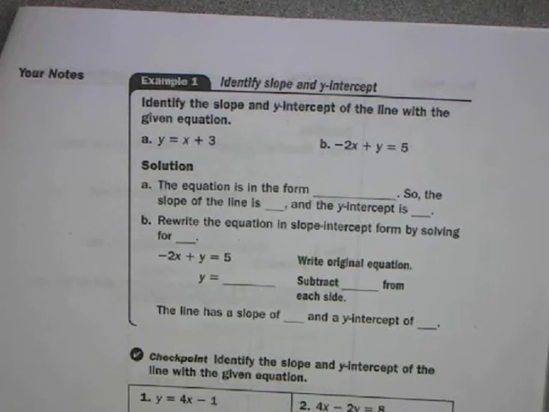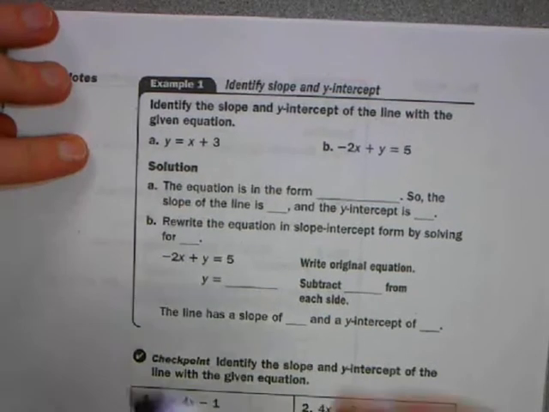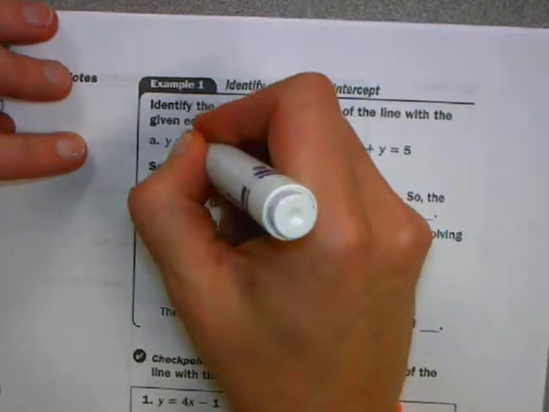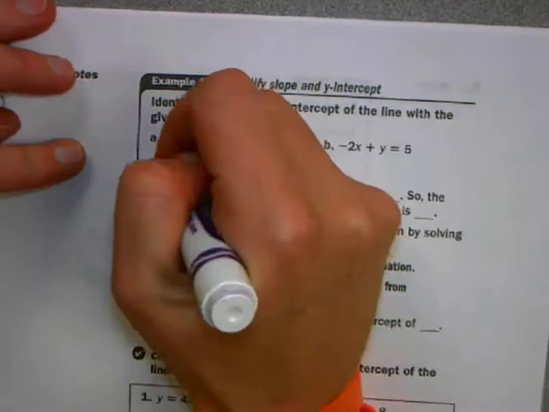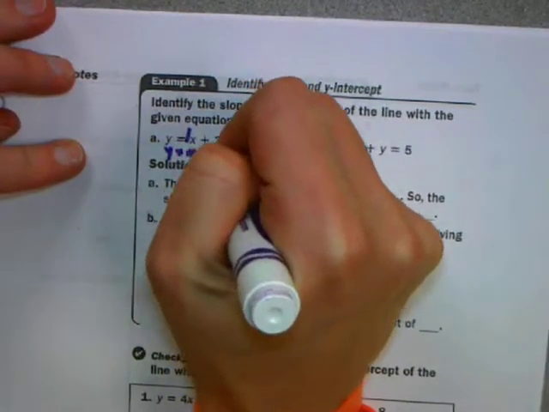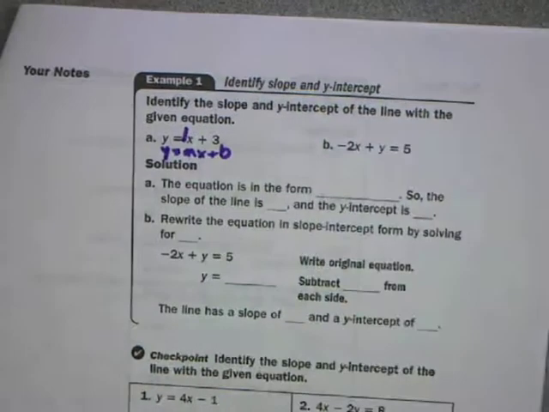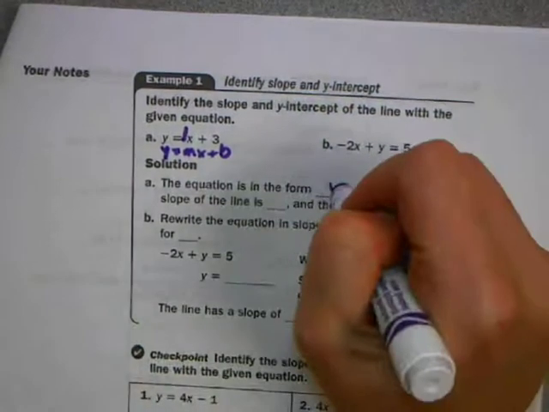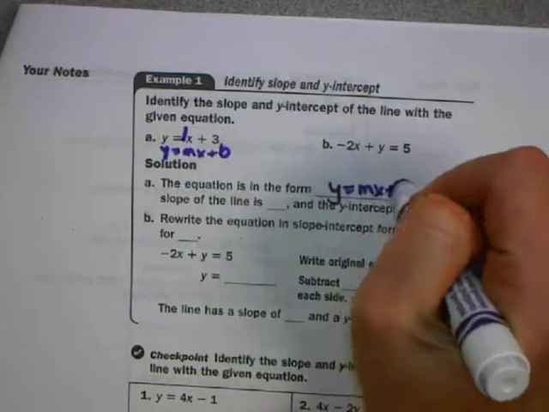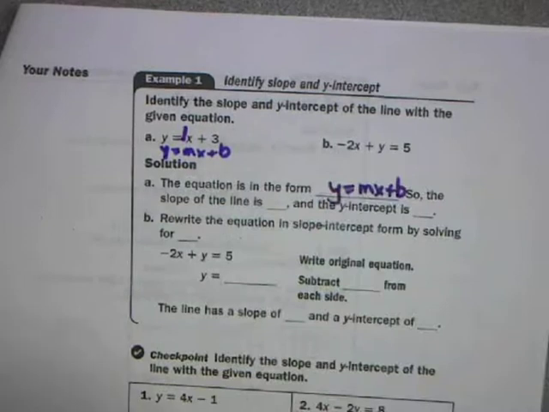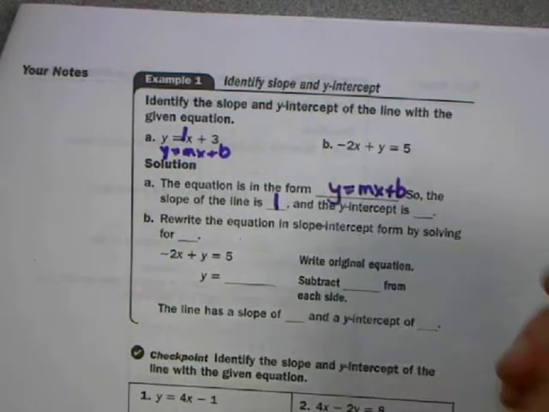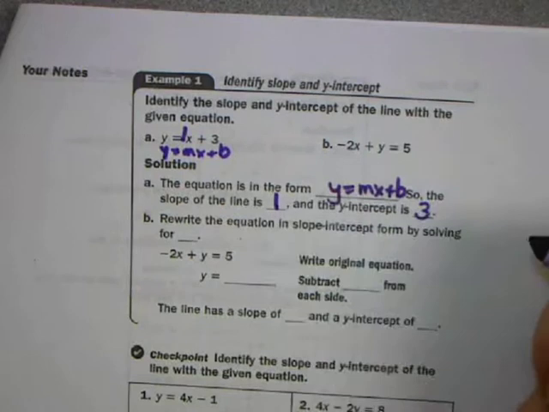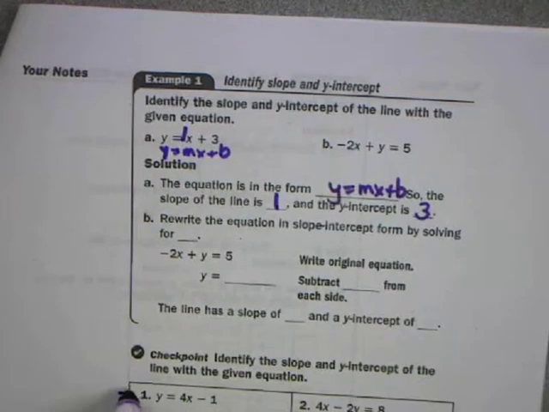Well, it's y equals mx plus b form. There's not technically an m here, so there is a 1 in front of it. So now you know what the m is, okay? Y equals mx plus b. Okay, so the equation is in the form y equals mx plus b. So the slope of the line is 1, or you could write it as a fraction, 1 over 1. The y-intercept is 3.